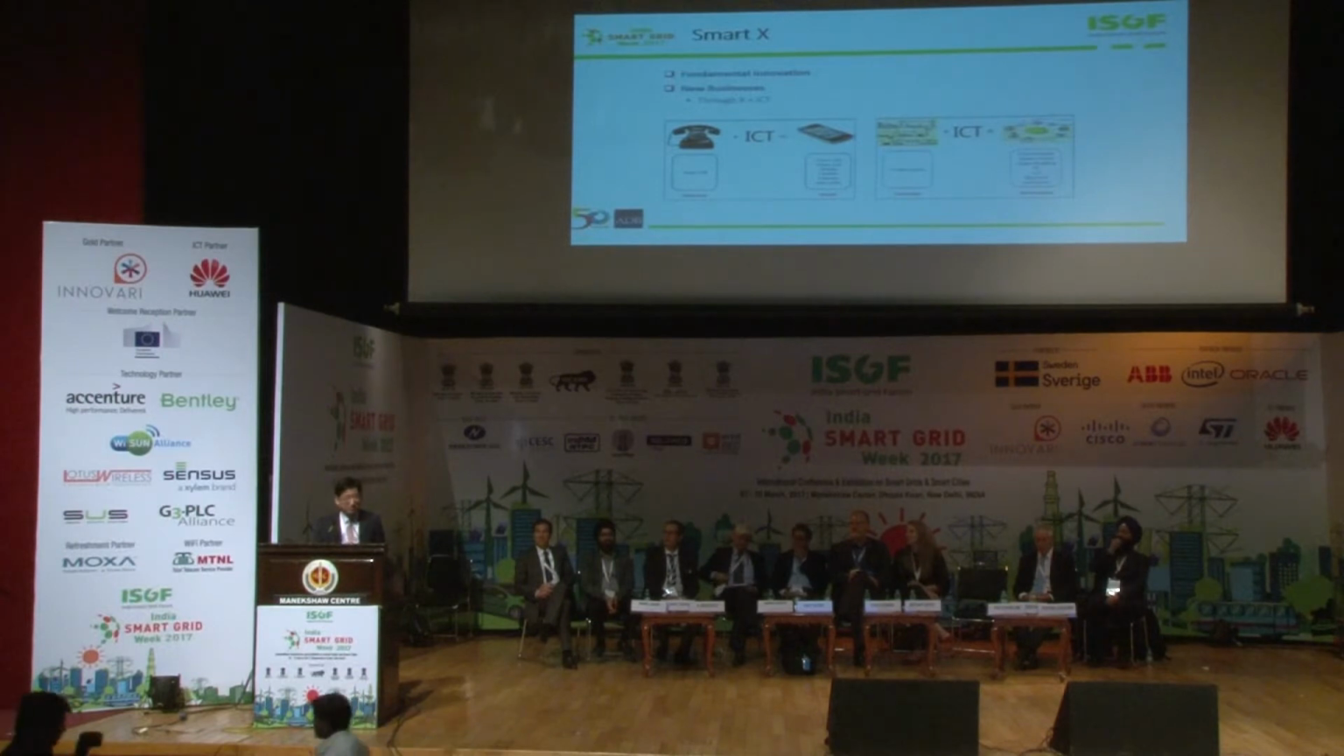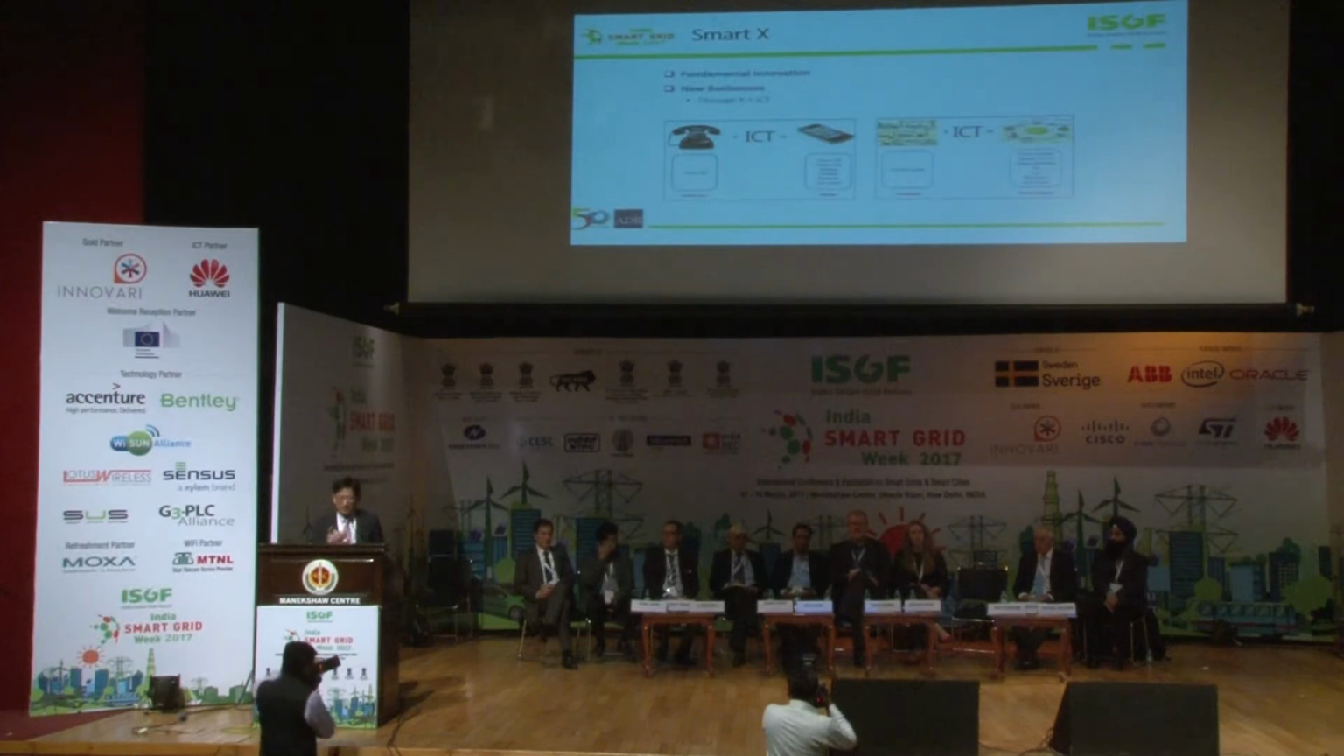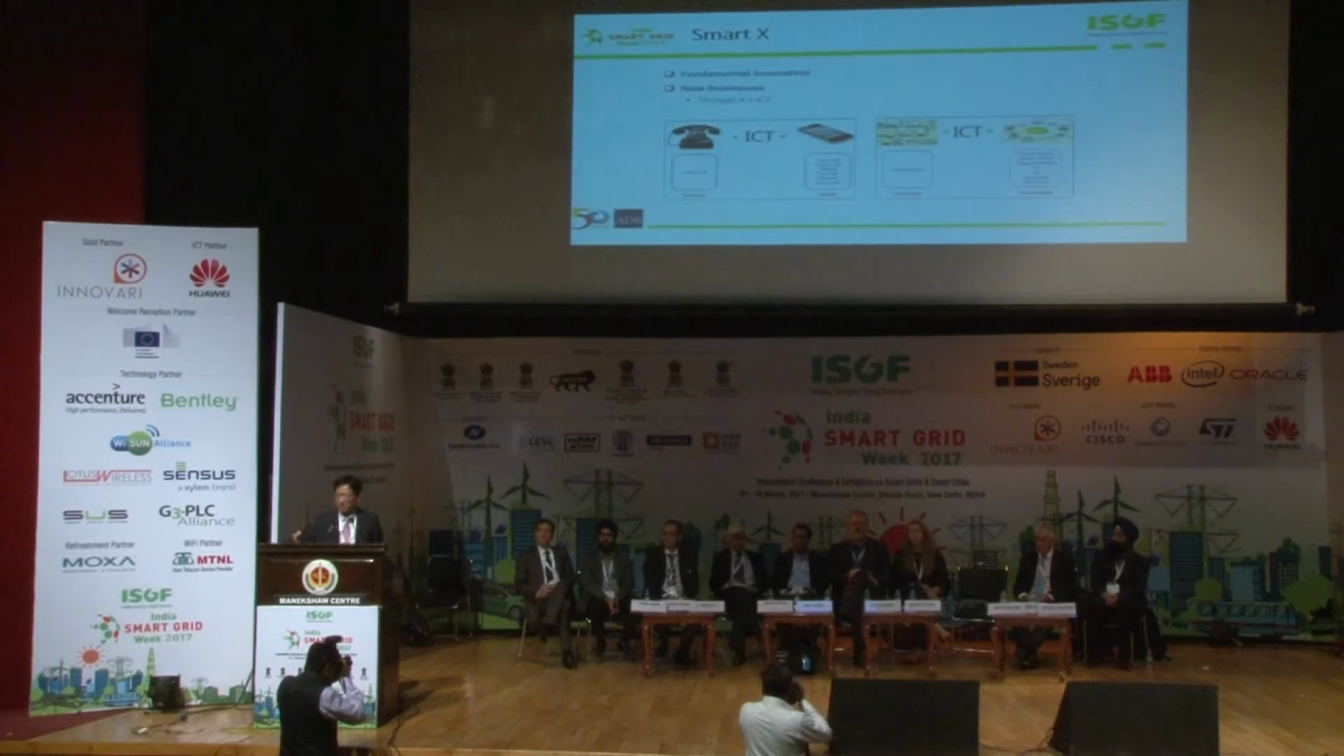For example, the smartphone. Smartphone is the convergence between the phone and ICT, and creates fundamental innovation from the stationary phone to the mobile phone. And they make various businesses, not only the voice call, but also including anything. You can do SMS or texting and voice call, etc. That is the smartphone. And the smart grid is the same.